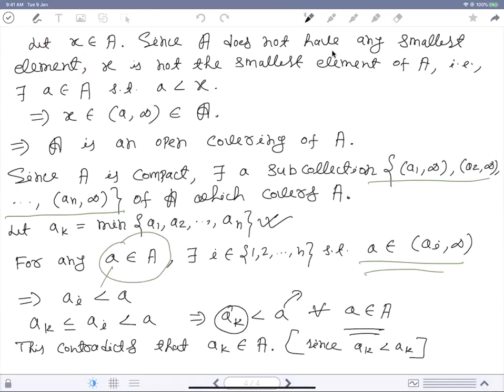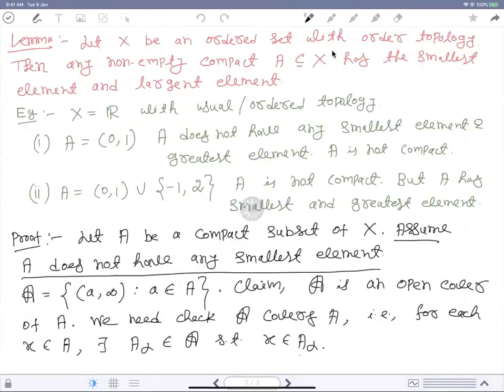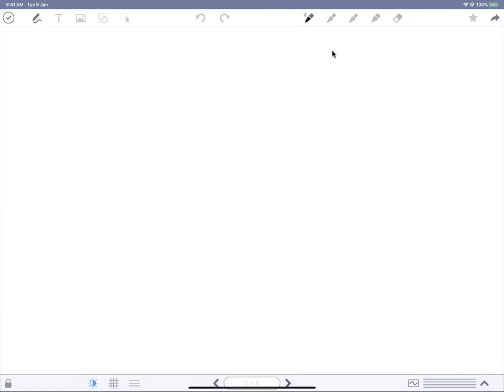In that case, you can choose this collection as (minus infinity, a). So similarly, you can prove the set A has a largest element.